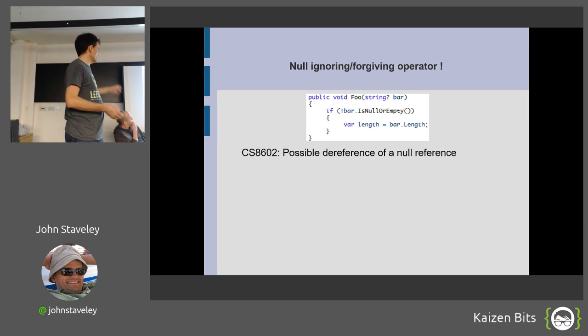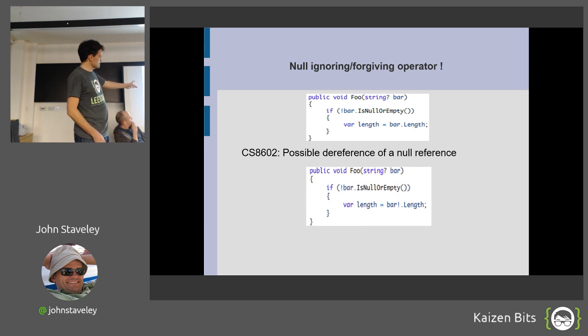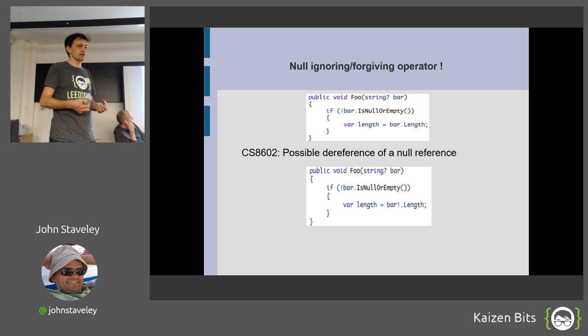Yeah, so you get that error warning. So if you see there, bar, exclamation mark, which is, I know this isn't null, stop warning me about it. So apparently this warning becomes so frequent that they've created an entirely new operator for it.